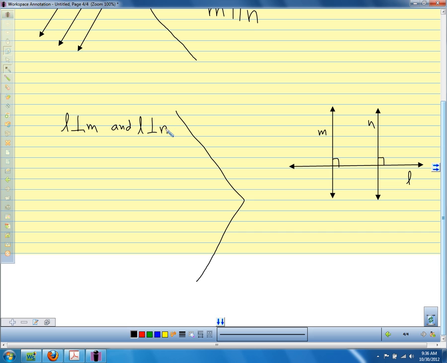So on your graphic organizer, it has M twice. The second one should be N. And this symbol means perpendicular, and perpendicular means 90 degrees. They make a 90-degree angle. So if L is perpendicular to M and L is perpendicular to N, then M is parallel to N.